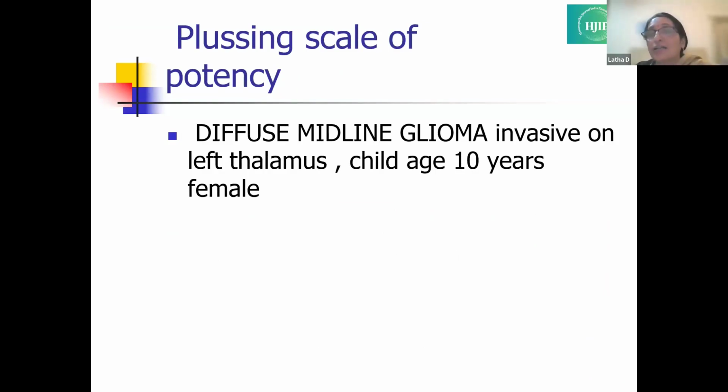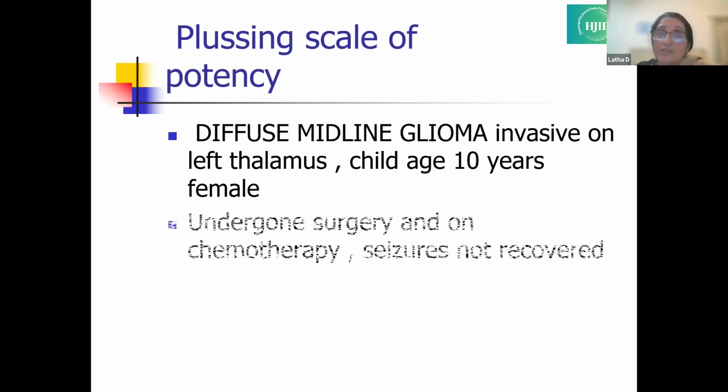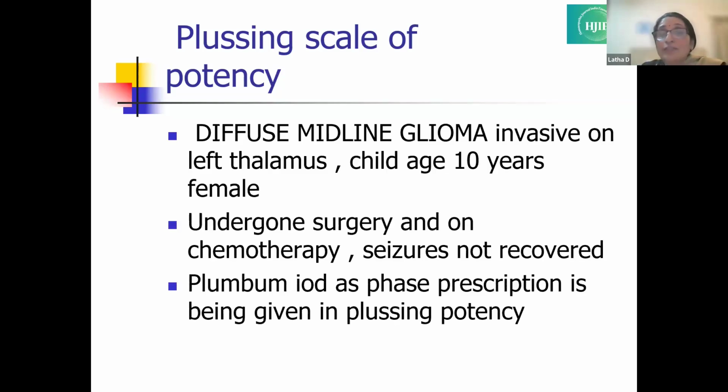I've just started treating a case of diffuse midline glioma of the brain, which is invasive and which has undergone surgery and is on chemo, but the seizures are not stopping. And I'm using Plumbum iodatum. One of my very good colleagues, Dr. Rohina, who has also learned from the Ramakrishna concepts of prescribing, has suggested that I go with the plussing potency.